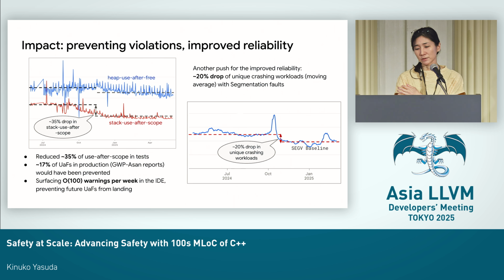As an end result, we had another observable impact in bug reduction and reliability. This reduced roughly a third of use-after-scope errors in tests and roughly 17% of use-after-free in production. In our data, this also keeps surfacing hundreds of warnings per week in the IDE, preventing many future use-after-free bugs from running. We also saw roughly a 20% drop in unique crashing workloads with segmentation faults, which means that we had another big impact in reliability.